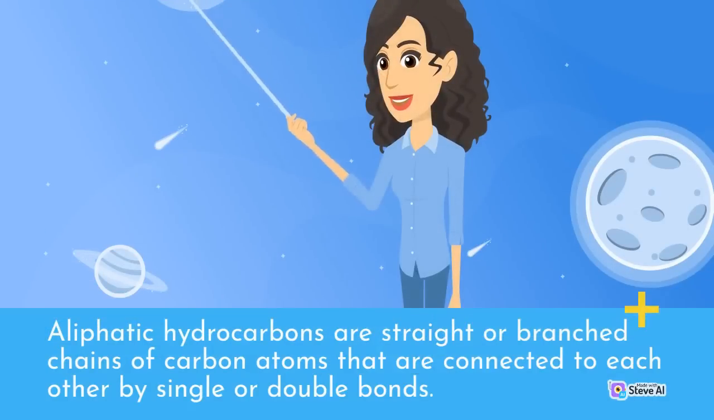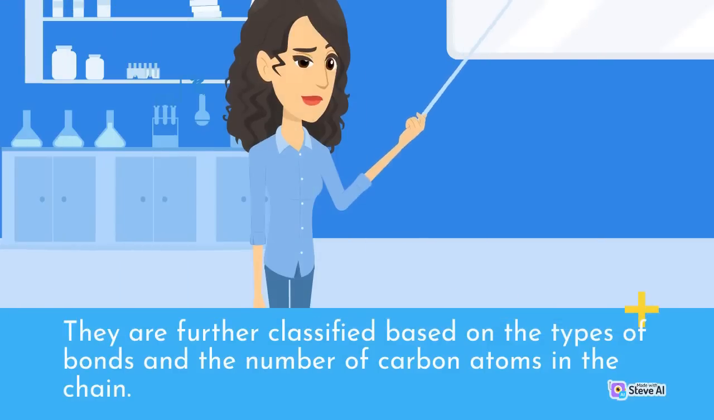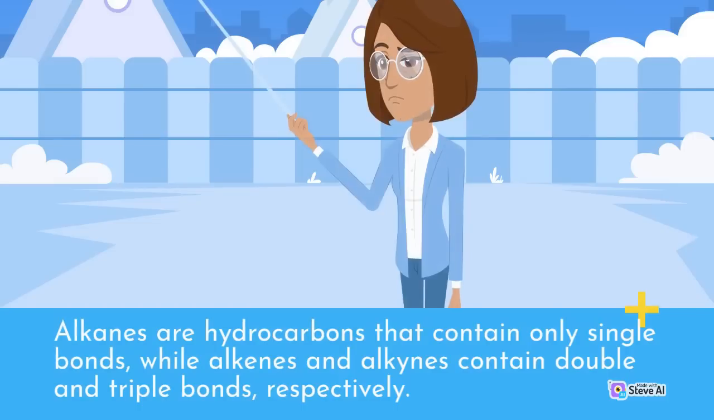Aliphatic hydrocarbons are straight or branched chains of carbon atoms that are connected to each other by single or double bonds. They are further classified based on the types of bonds and the number of carbon atoms in the chain. Alkanes are hydrocarbons that contain only single bonds, while alkenes and alkynes contain double and triple bonds, respectively.